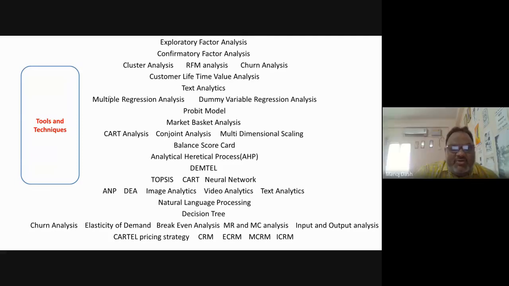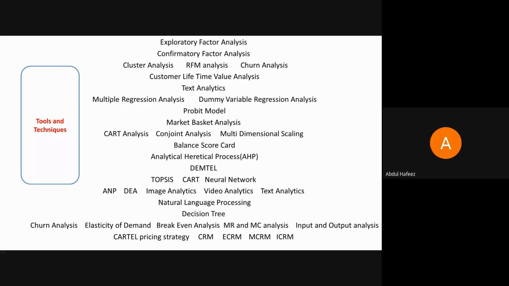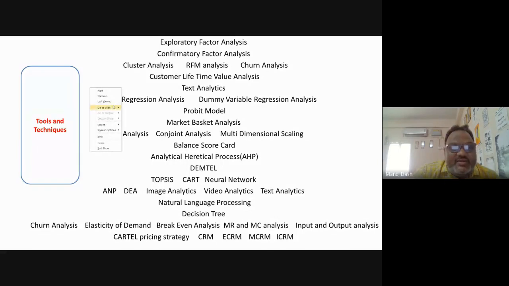Now, these are some tools and techniques I'm going to analyze next. I want to know how many tools you know as of now. Sir, I know the basic tools, 5 or 6, sir. Five. What are they?